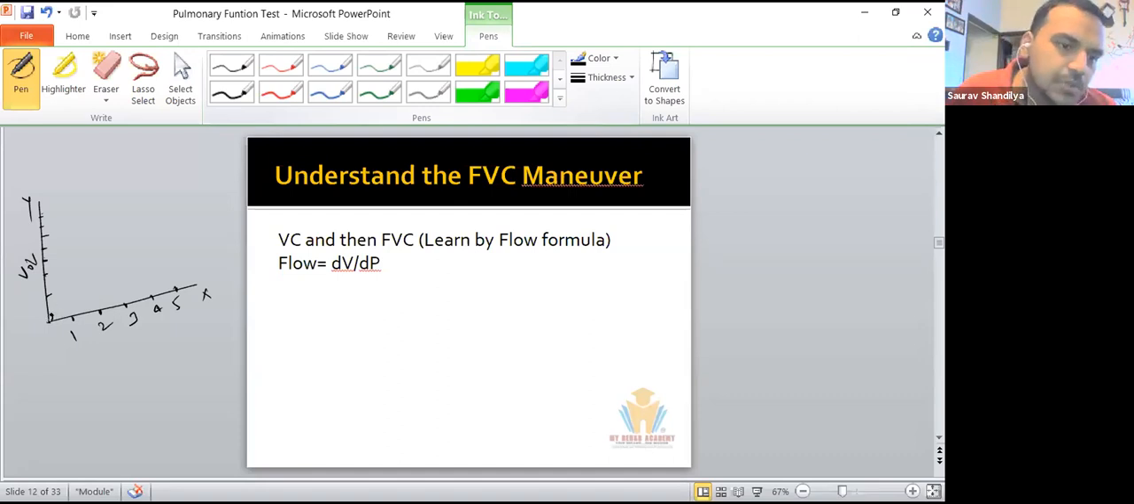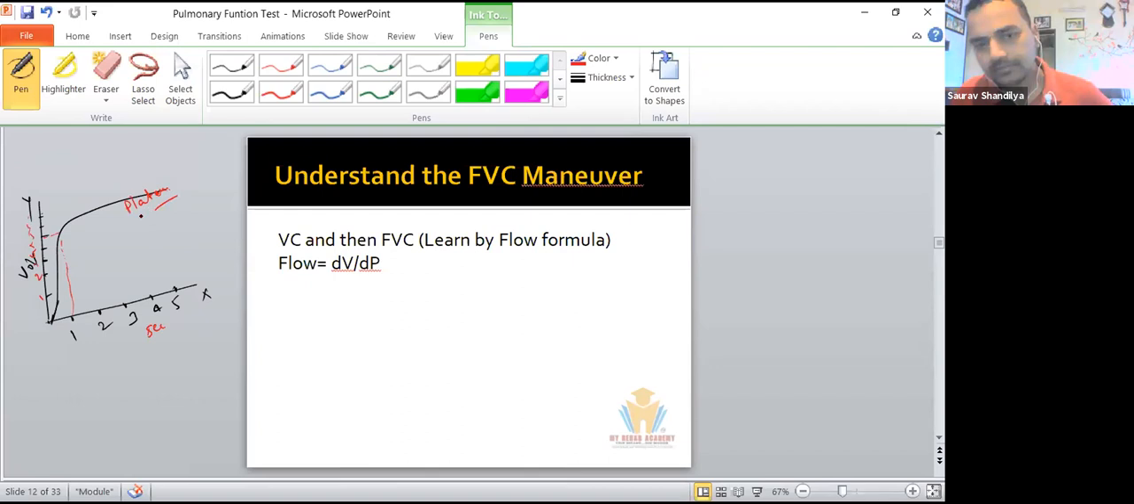But let me tell you, suppose there is an expiration. What you do is like this. This is a normal graph I'm drawing, for normal people. In 1 second, this is time, and this is volume. So more and more volume goes out in 1 second. After the next second, it attains a plateau. This is the normal one.